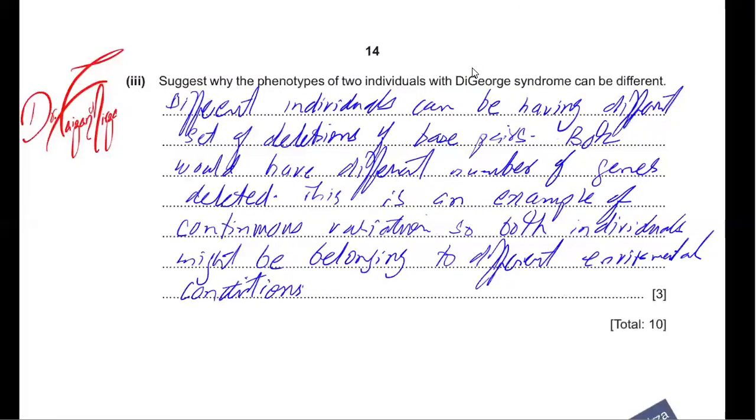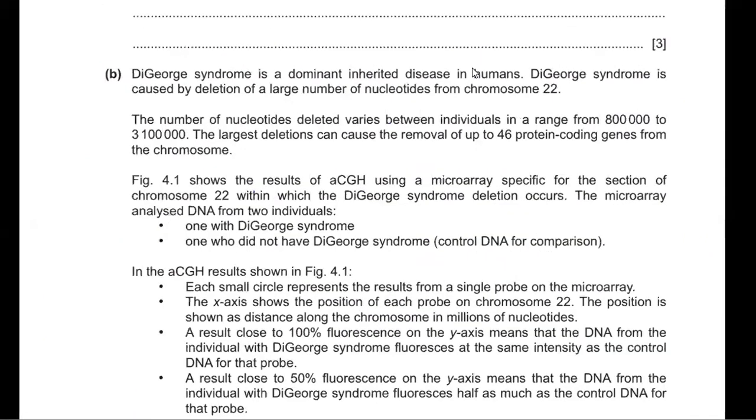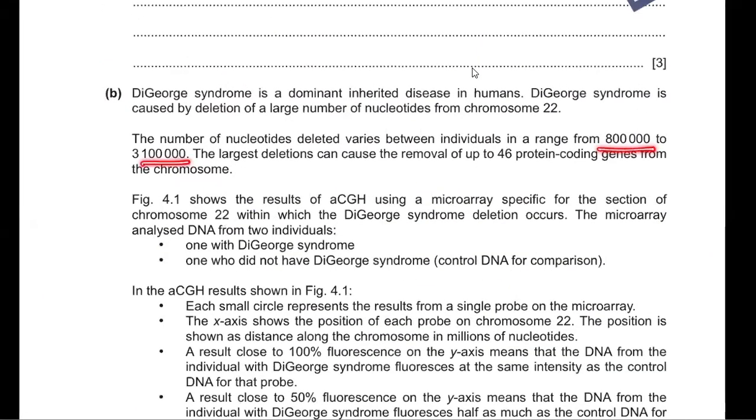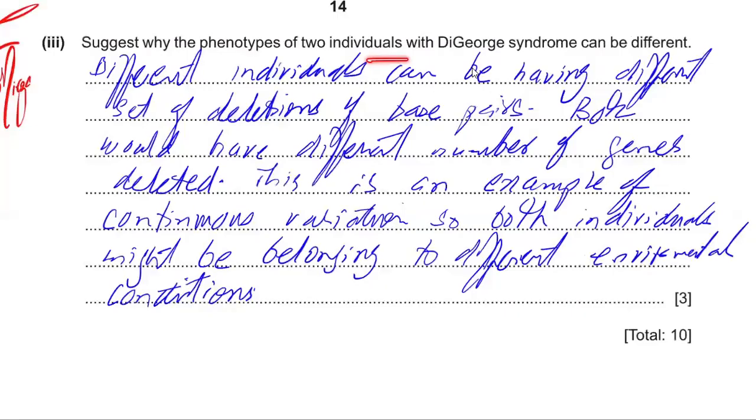Last, suggest why the phenotype of two individuals with DiGeorge syndrome can be very different. They have already told us the deletions can be small, in the range of 800,000 to 3,100,000. That's a pretty long range. So how could these two individuals be different? Different individuals have different sets of deletions of base pairs. We can expect they would have different numbers of genes deleted, because up to 46 genes can be deleted. This can be an example of continuous variation.